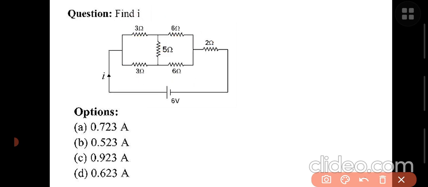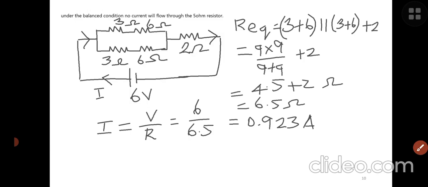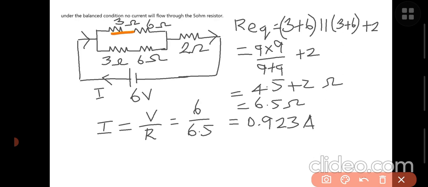Now let's go for the solution. Under the balanced condition, no current will flow through the 5 ohm resistor. So the 3 ohm resistor is in series with 6 ohm. Similarly, another 3 ohm resistor is in series with a 6 ohm resistor. Now, finding the equivalent resistance, 3 plus 6 in parallel with another 3 plus 6, and that is in series with 2 ohm.